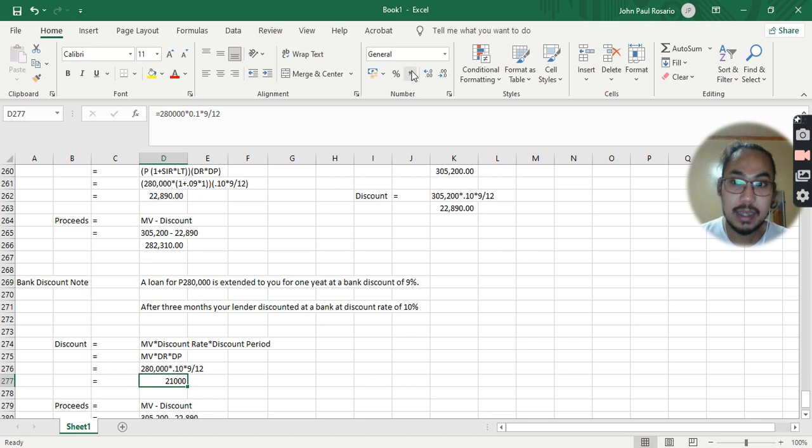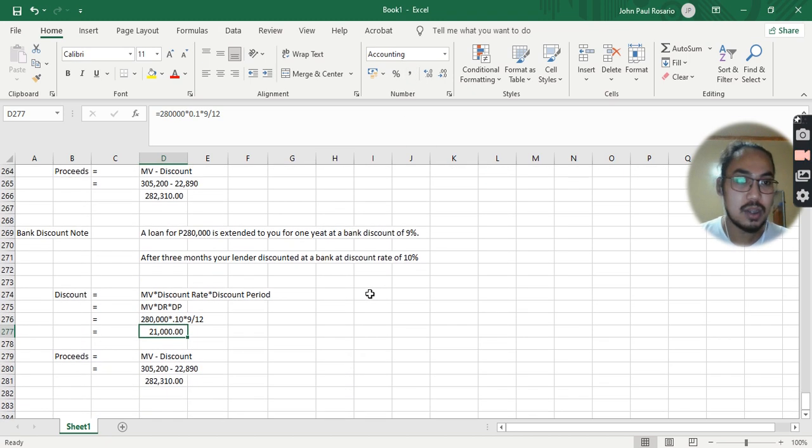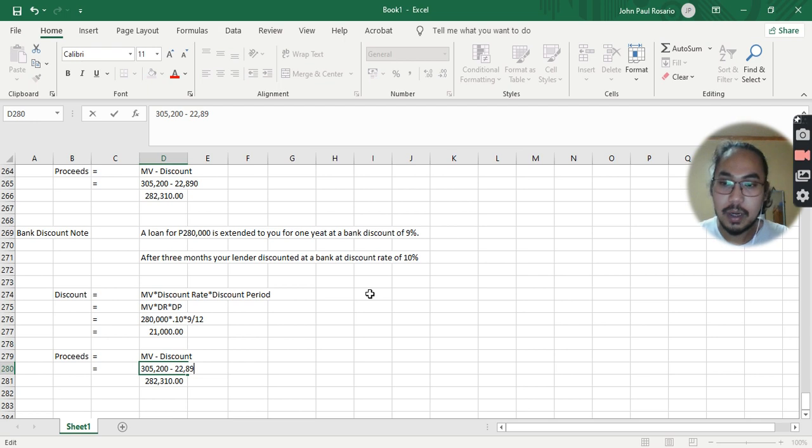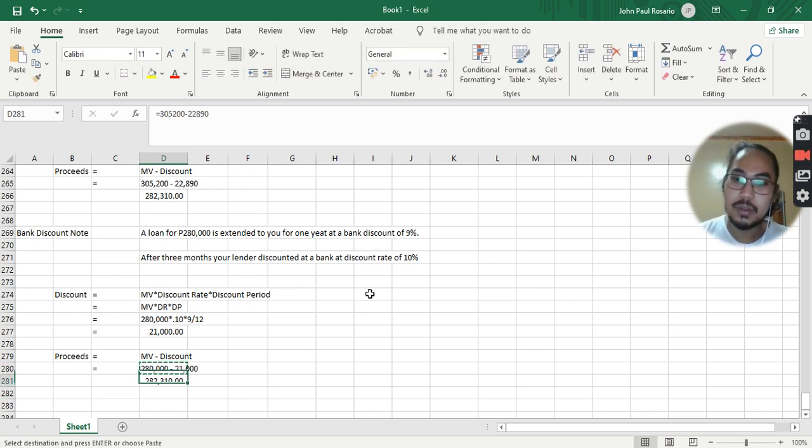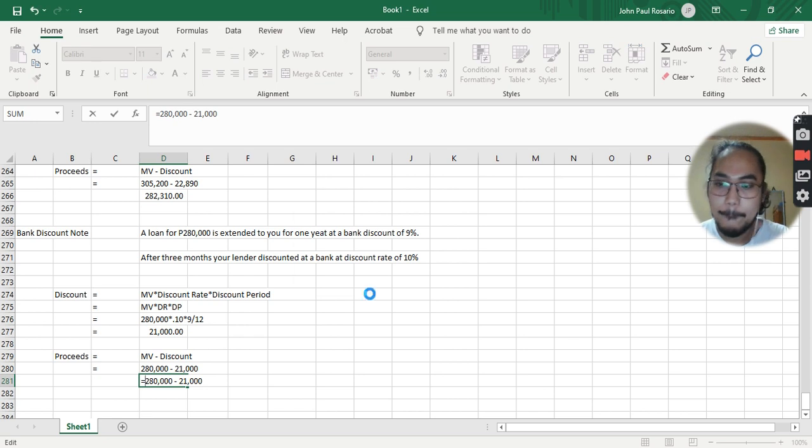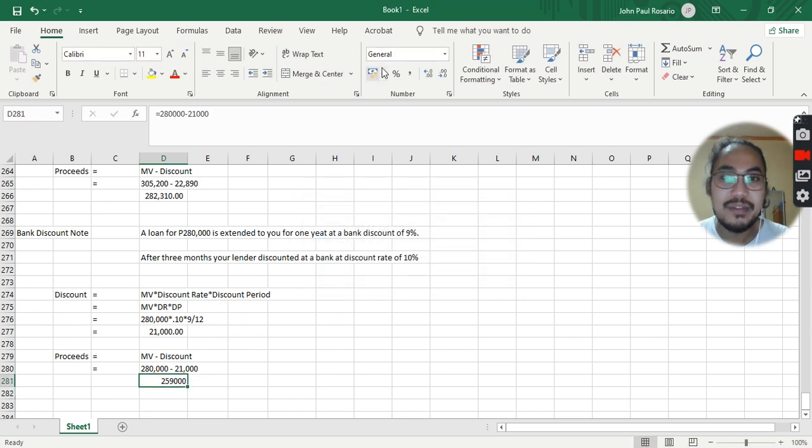21,000, with a proceeds of how much. So our proceeds, MV minus discount. So our maturity value here is not the 305,200. That maturity value is the face value, right? So that's 280,000 minus a discount of 21,000. So that's how much? 259,000 will then be your proceeds when your discounted note or when your bank discount is discounted.